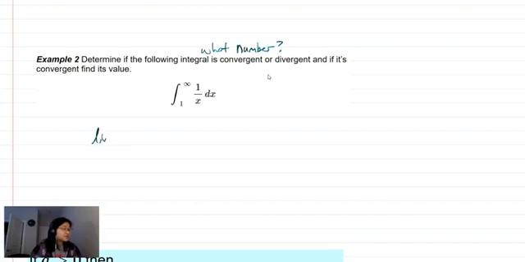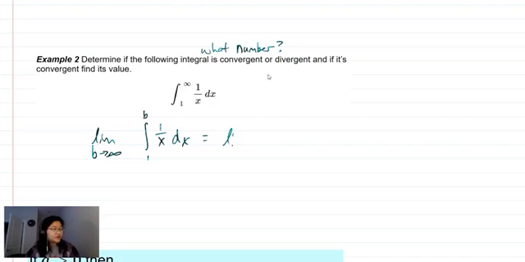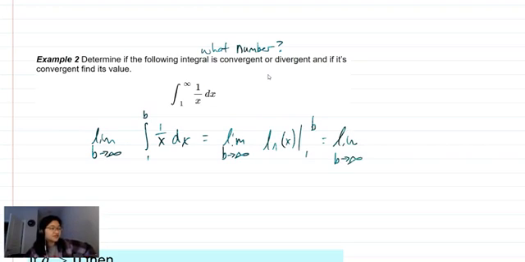So we have our upper bound is infinity, so let's say that b approaches infinity for our integral from 1 to b of 1 over x with respect to x. And so we can evaluate our definite integral before we have to deal with our limit. So what's that? Natural log of x from 1 to b. And so that's the limit as b approaches infinity of natural log of b minus natural log of 1. Natural log of 1 is 0, right? Because e to the 0 power gives us 1.